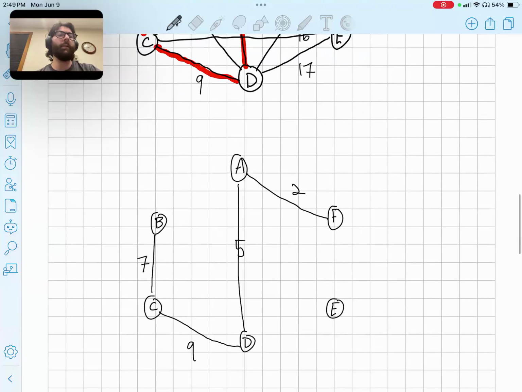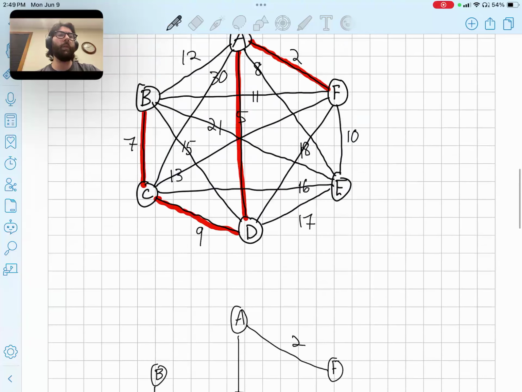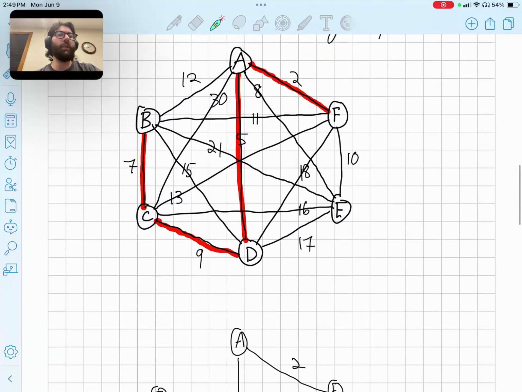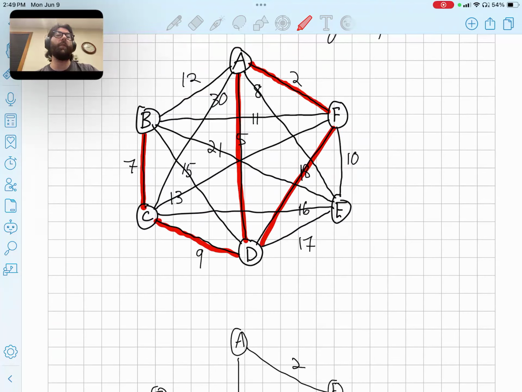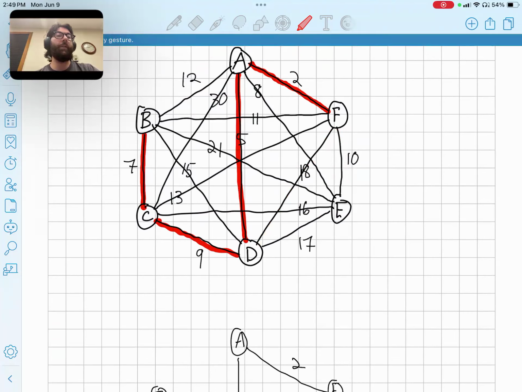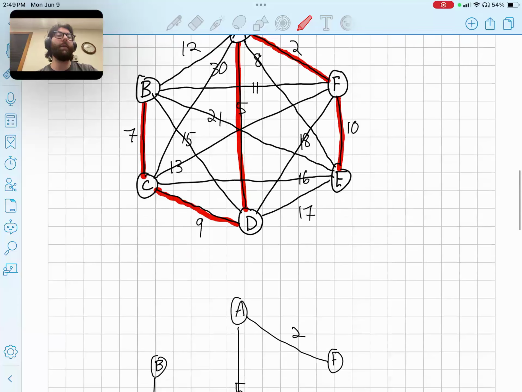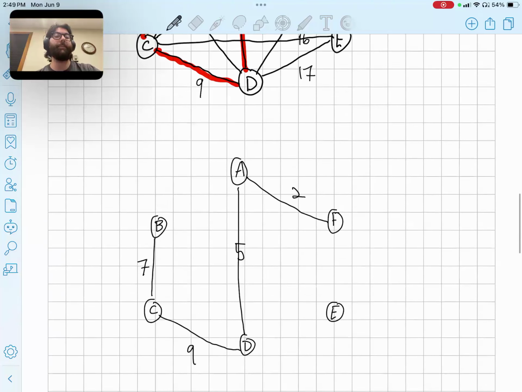9. And it looks like I'm going to be looking for one more. So the next cheapest is 10, and I can actually do it. Because now I don't have a loop. If I were to do this guy here, this 18, that's a problem because that closes a circuit ADF. And so that's going to be the one I want. So this FE.